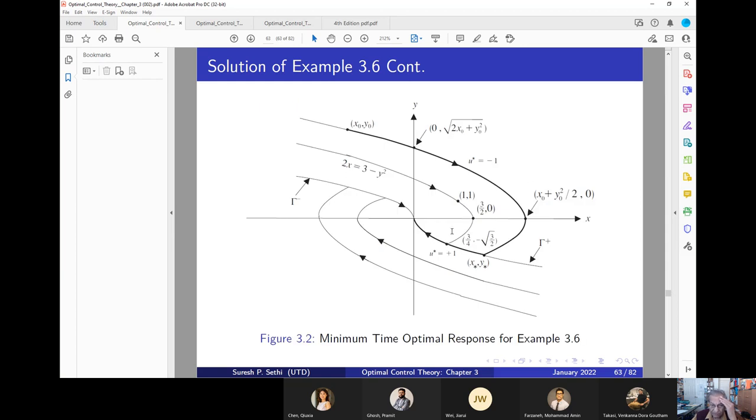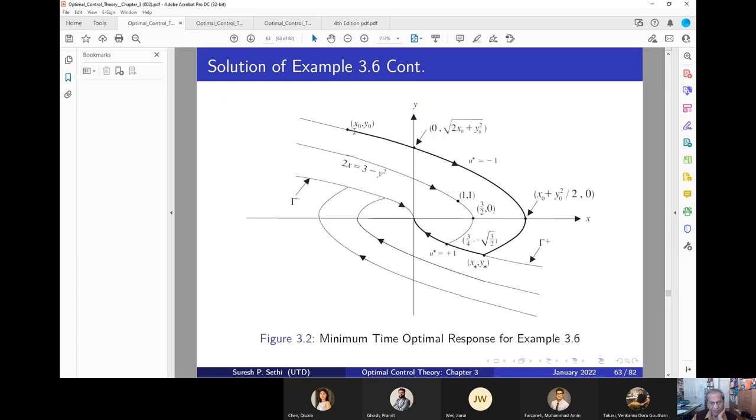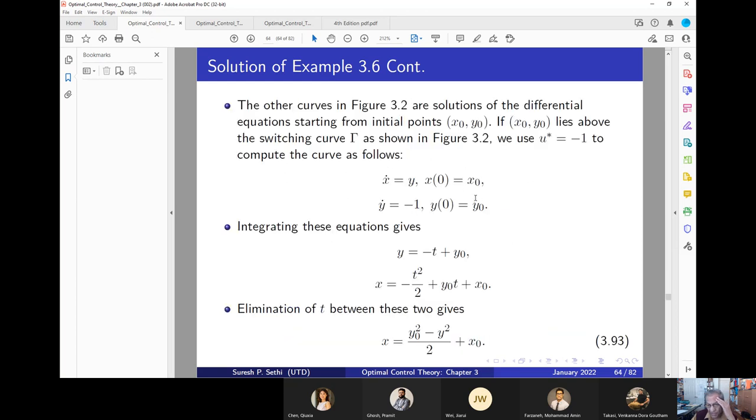What if I'm not on this curve? This is the next part that we want to do. Let's put the initial point x0, y0 above the switching curve. This is the point that we are now looking at. A similar analysis can be done on the other point; that is probably left as an exercise. So we are beginning at this point. What do we now want to do here? First of all, we're going to have to end up somehow either on this curve or this curve, and we have to end up there with minus one or plus one. Those are the only choices we have. So let's see what happens. First, we solve the equation.